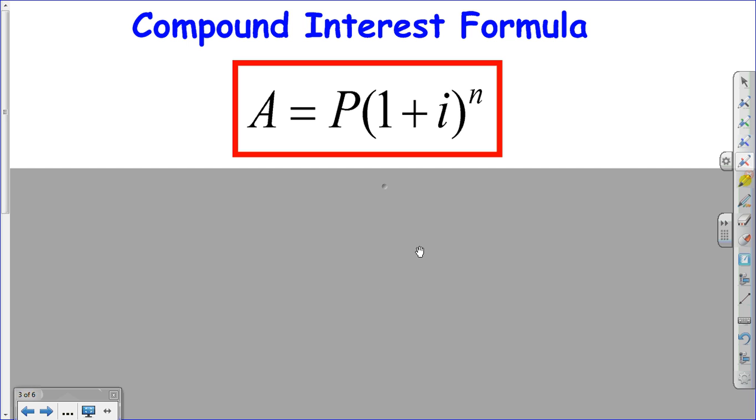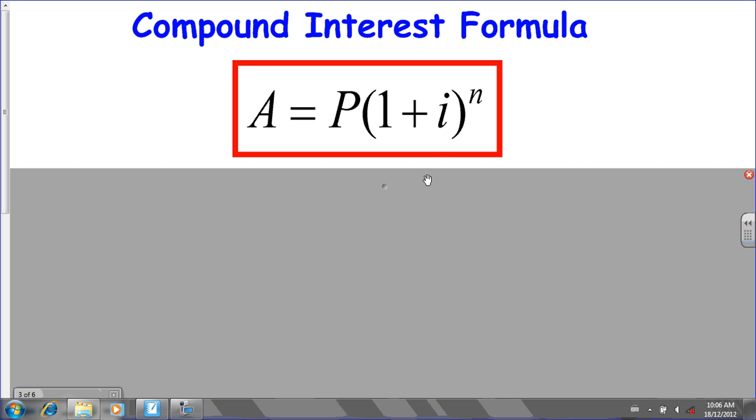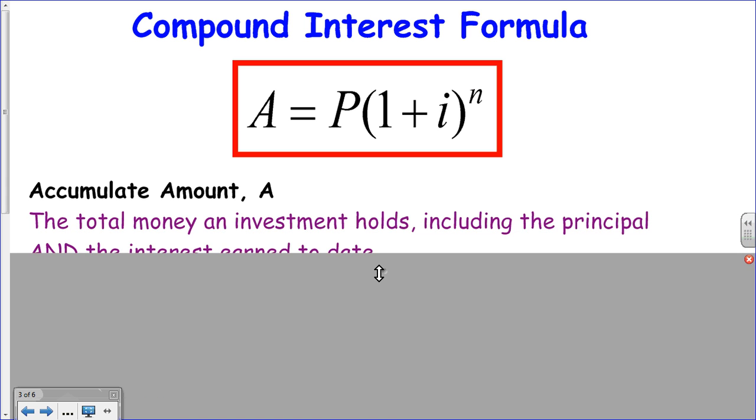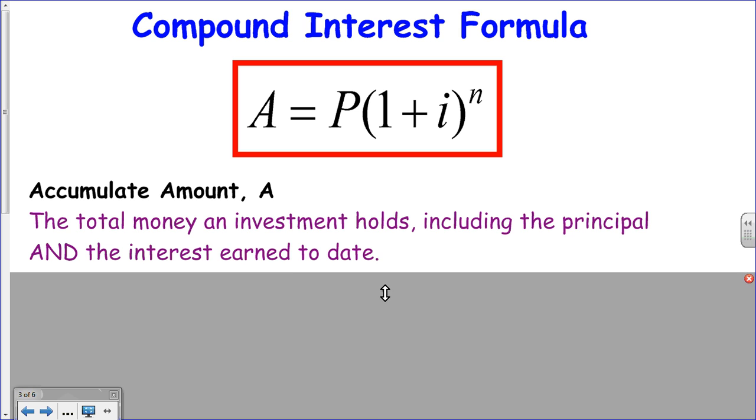Here's our formula for compound interest. You need to memorize this formula. A equals P times 1 plus i to the n, and this should look a little bit familiar. You see the n in the exponent. Where have you seen that before? Exponential functions. So yes, compound interest is an exponential function.